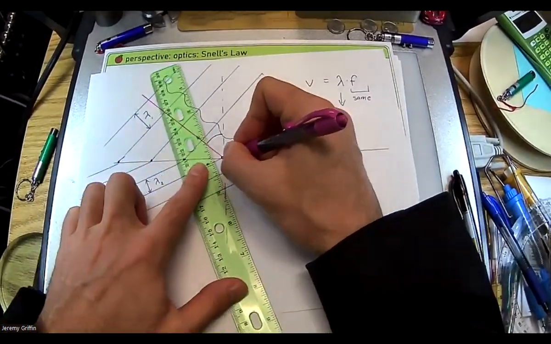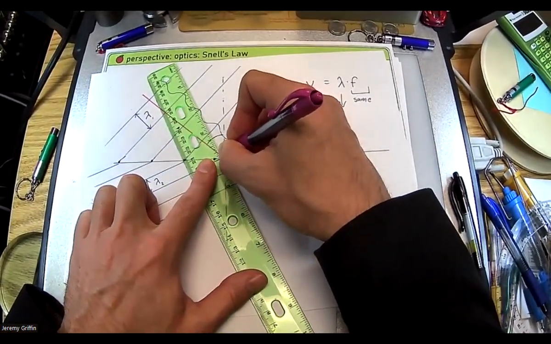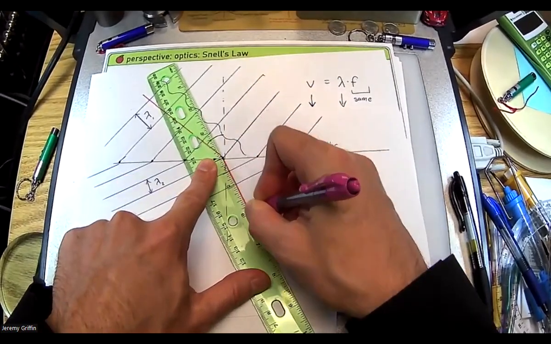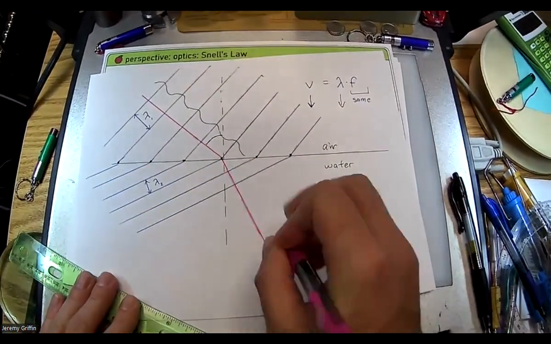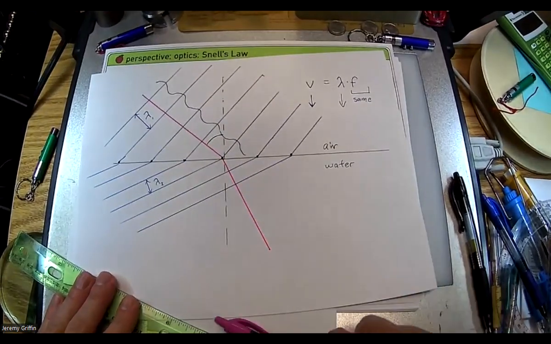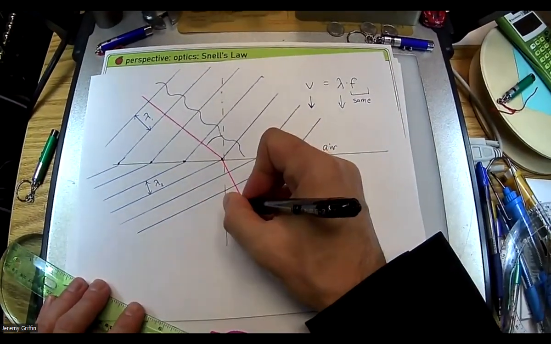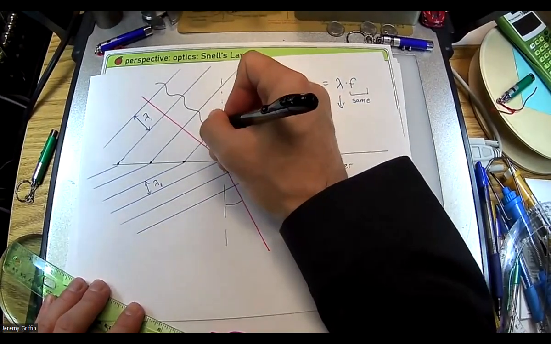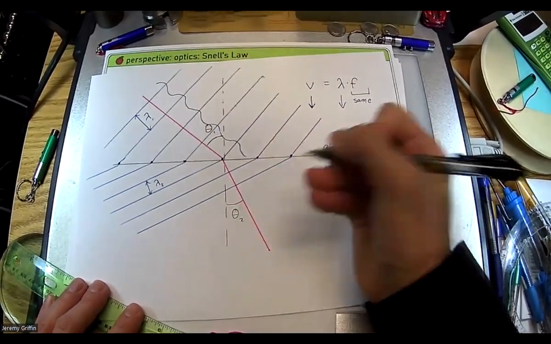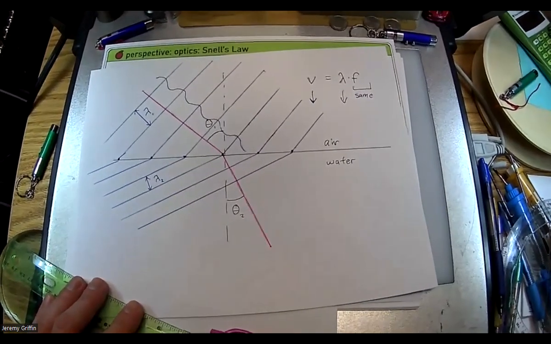And then if you draw a ray that's perpendicular to those new wave crests, it looks like that, and there's the refraction. Now we've got a couple angles that we can compare. Maybe this theta on the side of the air and this theta on the side of the water. Like theta 1, theta 2, something like that.